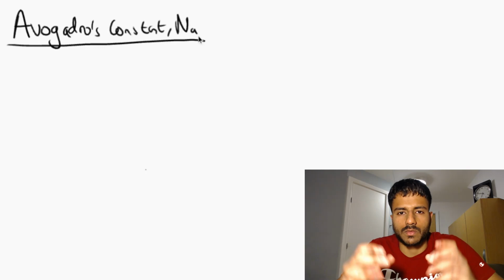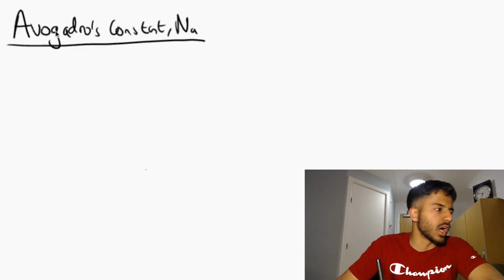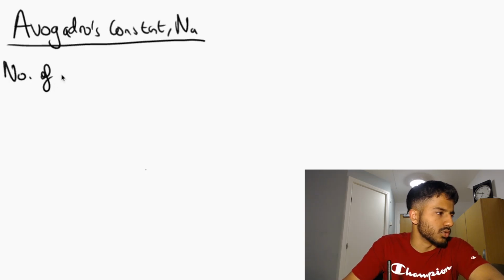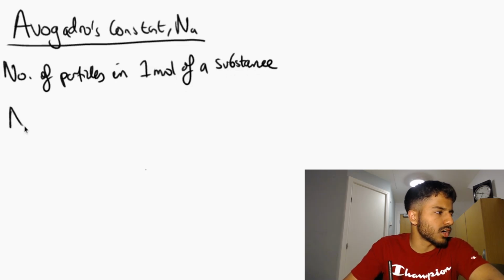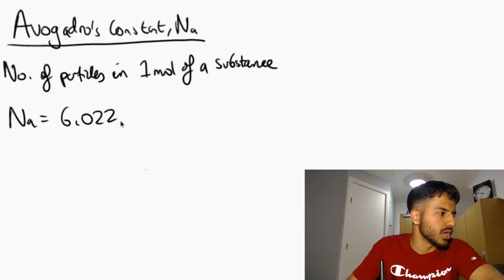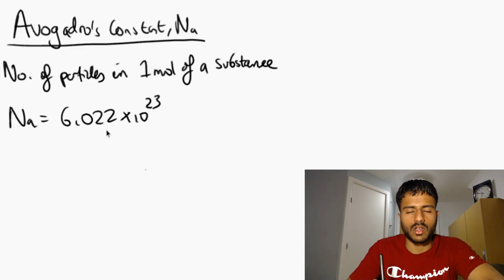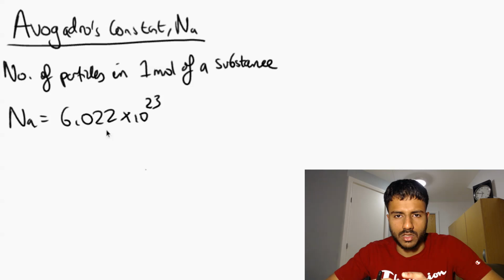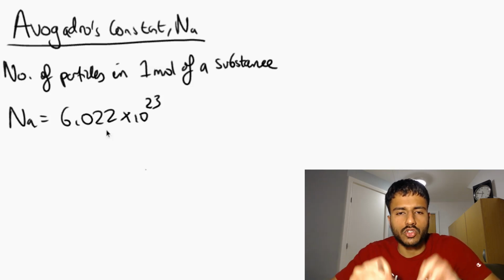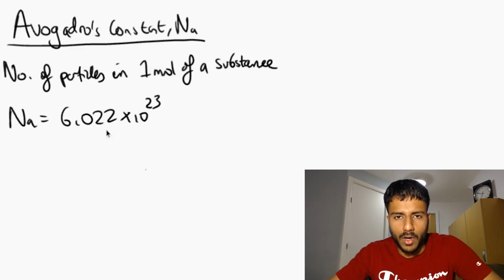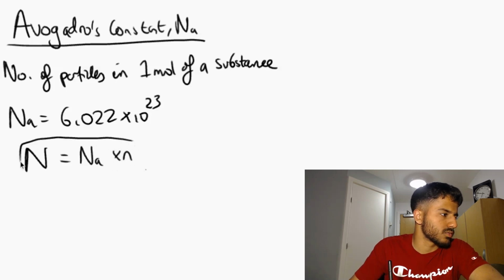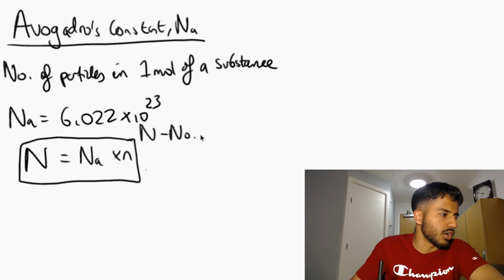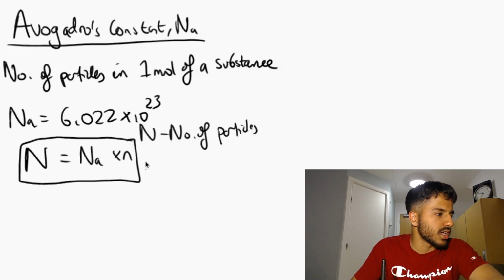So now we've been introduced to the concept of moles. Let's have a look at what Avogadro's constant is. Avogadro's constant is the number of particles in 1 mole of a substance, and it has the value of 6.022 times 10 to the power of 23. So that means that if you have 1 mole of any substance, there'll be 6.022 times 10 to the 23 particles in that substance. So the number of particles given by this big letter N is equal to Avogadro's constant times the number of moles.